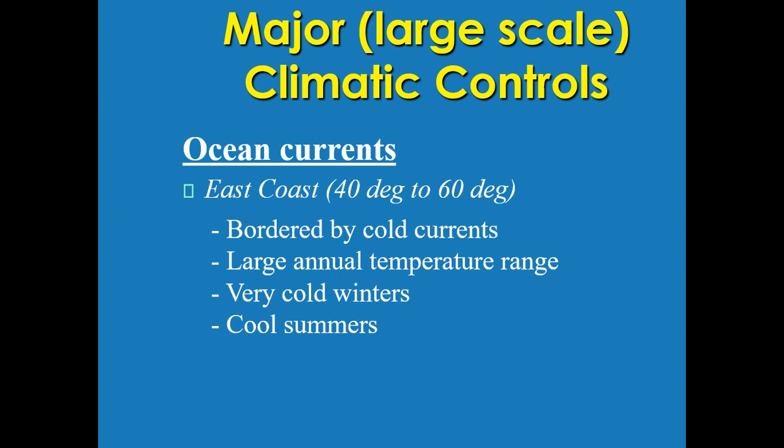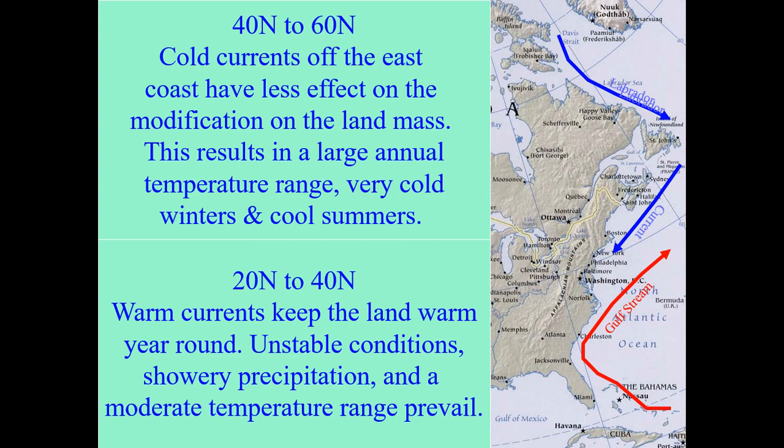Now, if I go a little further north on the east coast to 40 to 60 degrees north latitude, I'm generally bordered by colder ocean currents with a larger annual temperature range, very cold winters, and cool summers. So let's take a look at the ocean currents off the east coast of the United States. All right. So coming down from the northeast, the blue arrow there off of New England, Boston, and just off of New York, is an example of a colder ocean current known as the Labrador current. While the red arrow there off the southeast coast is known as the Gulf Stream current. That red arrow, the Gulf Stream current, is a very warm current, while the Labrador current is a cooler current.